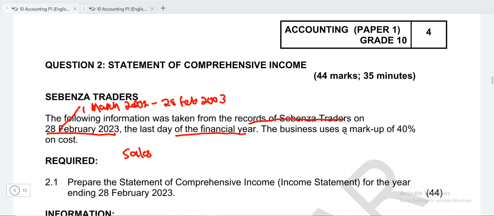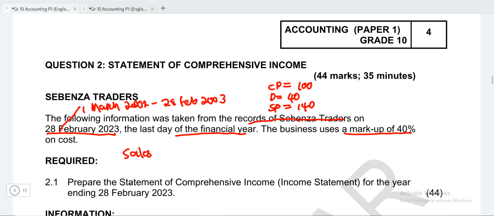Now here they're saying, and this is the last day of the financial year, that the business uses a markup of 40% on cost. Remember, I told you that once they tell you about that profit, you must think that your cost price is always 100%, and in this case your profit is equal to 40%, which means that your selling price is out of 140%. This information will help you to calculate the selling price and the cost price on some transactions that they will give you.